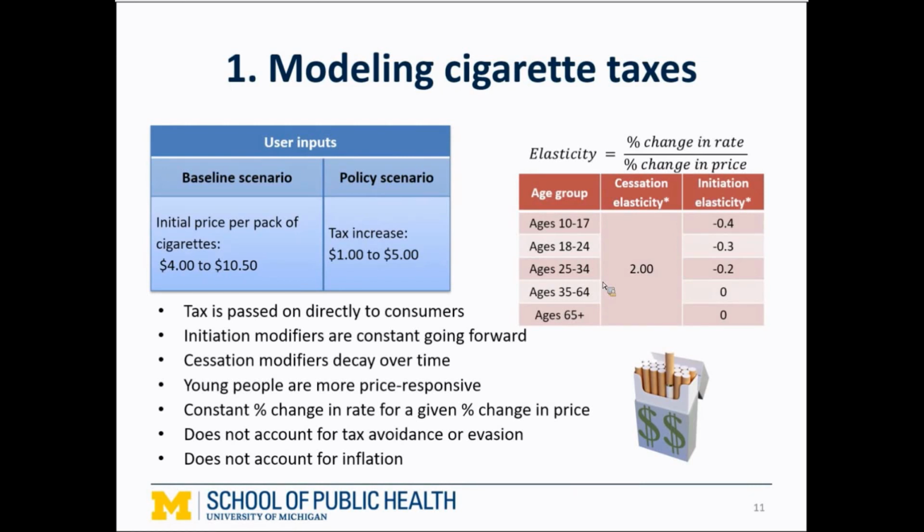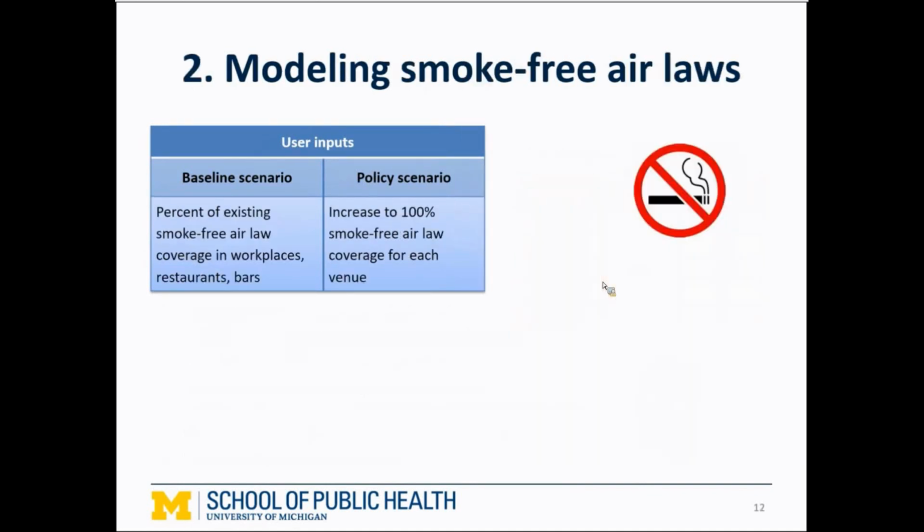Next, we modeled smoke-free air laws. Smoke-free air laws cover three types of indoor venues: restaurants, bars, and workplaces. And for this policy, the user has to provide us with information about the existing smoke-free air law environment in their state or region. And we also need to know, under the baseline scenario, the percent of the population covered by smoking bans in these types of venues.